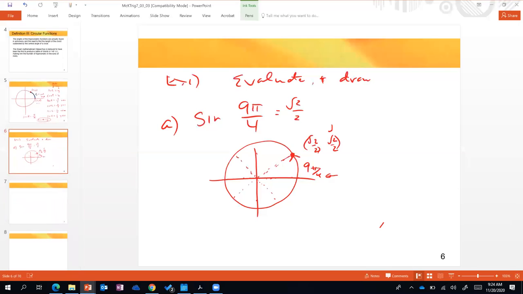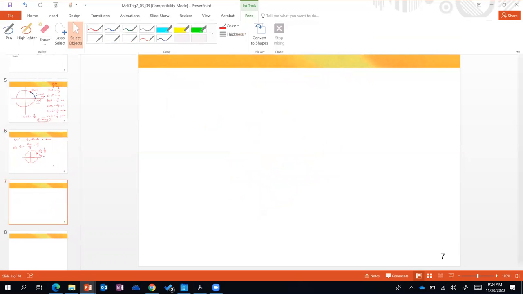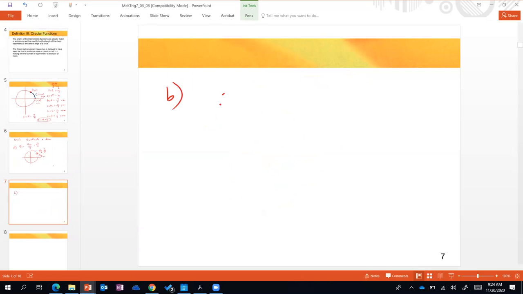Cool, okay. B. Let you guys do one yourself here. All yours. Let's go cosine. Draw it out with the circular function that we have now. And we're just practicing getting to know this radian measurement here. That's what we're doing here.